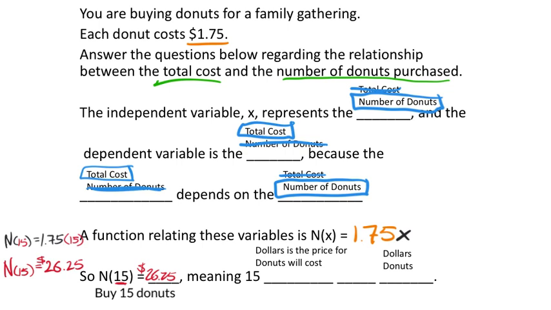Meaning 15. Oh, we've got some options here again. There we go. So that means it will be 15 donuts. 15 donuts will cost, well, I guess we've got that as $26.25, and that would be dollars.